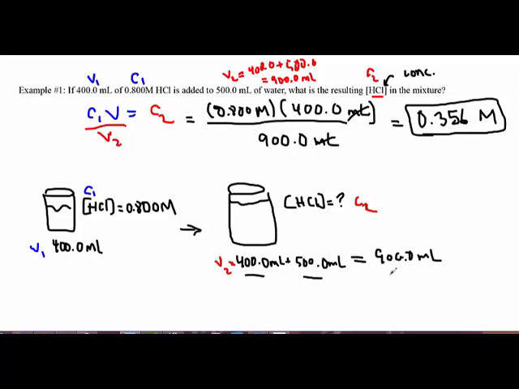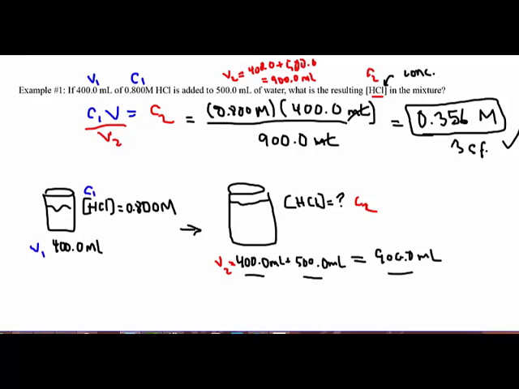900.0. So our answer is limited to the least precise number, which was the C1 concentration. There were 3 sig figs there, so I'm allowed to have 3 sig figs in my answer. So it is correct. All right, let's do one final example here where we're going to use the exact same formula, but this time we're not looking for the final concentration.